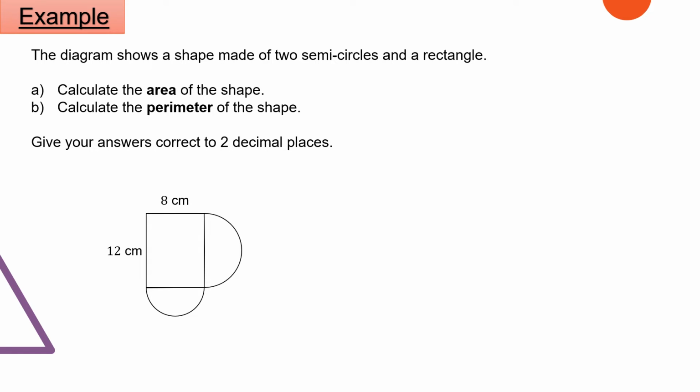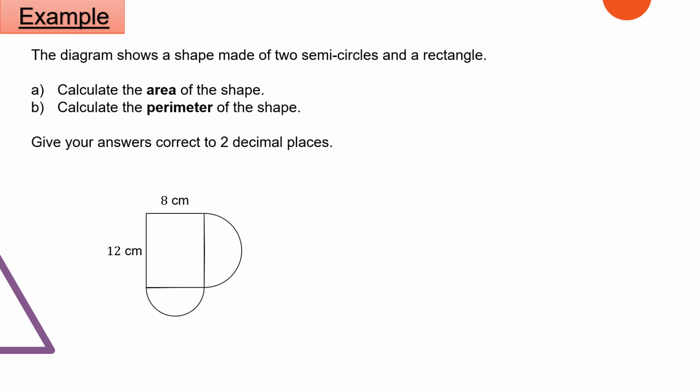So let's take this example. It is a very wordy question, so sometimes students get confused about how to answer these types of questions. So be very careful while answering these types of questions, as some of the information is already given to us and we have to put that information into the right format to find the answer. Now the diagram shows a shape made of two semicircles and a rectangle.